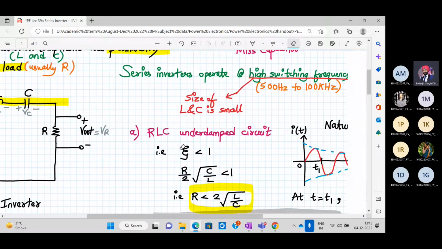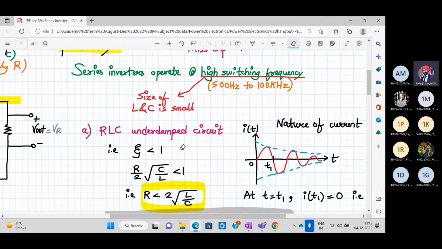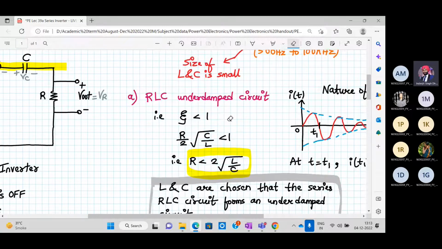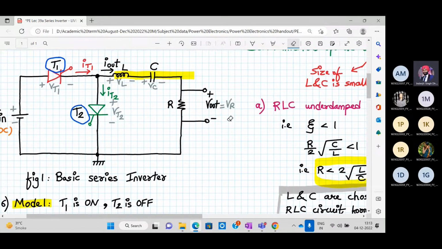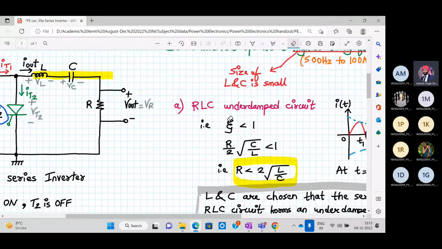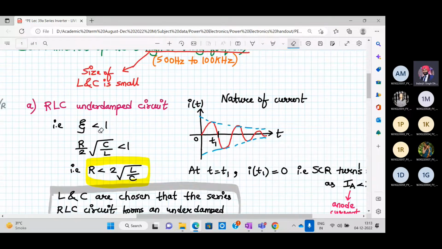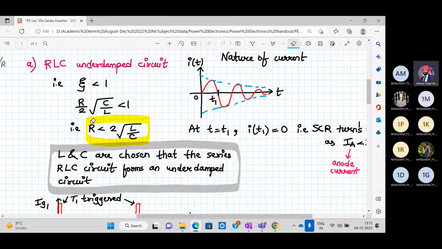So the series inverters operate at a higher switching frequency, in the range of 500 Hz to 100 kilohertz. So that's why the size of the L and C components required over here is small. And L, C and R are selected in such a manner that it's an RLC underdamped circuit. Now, what do you mean by an RLC underdamped circuit? Zeta should be less than 1. That means R should be less than 2 times the square root of L by C.